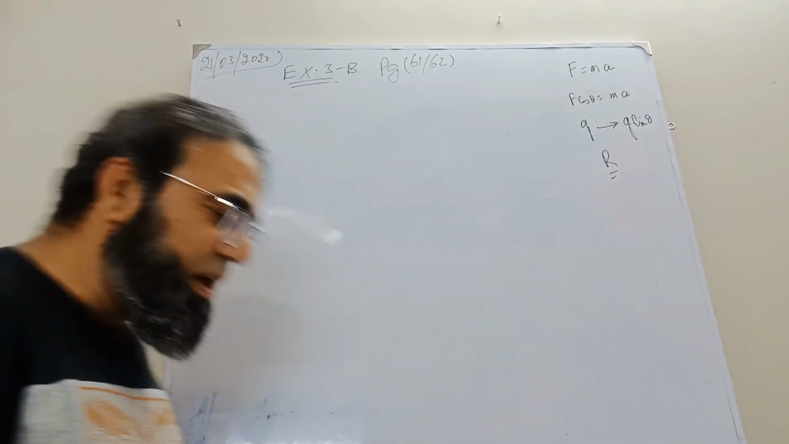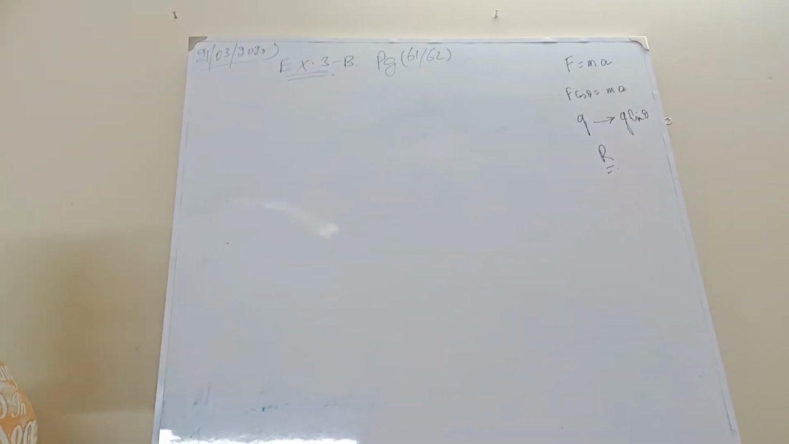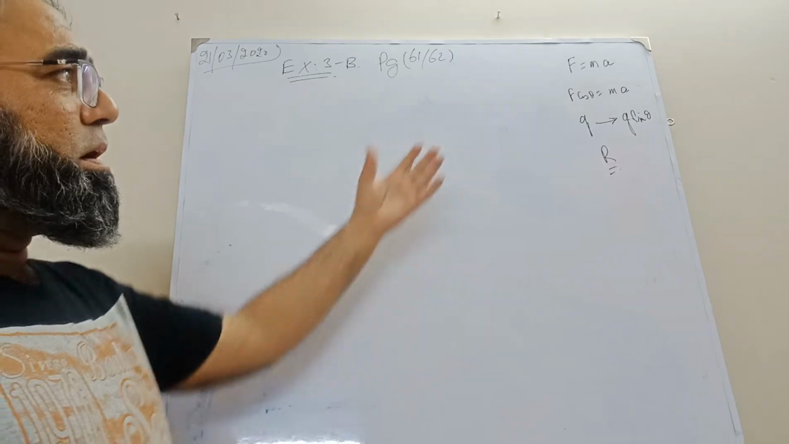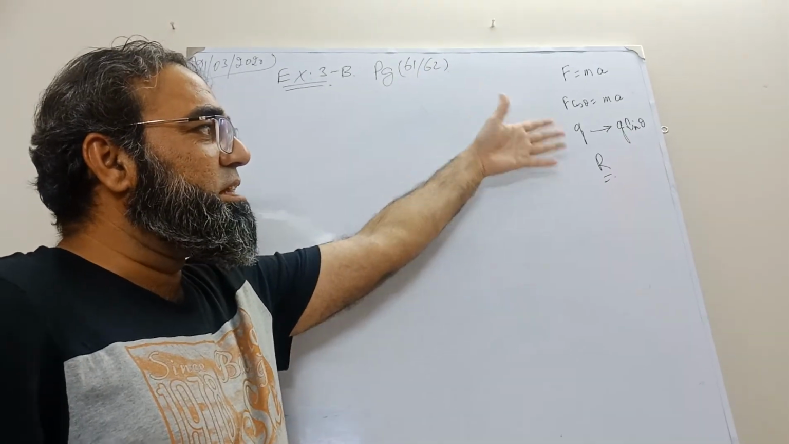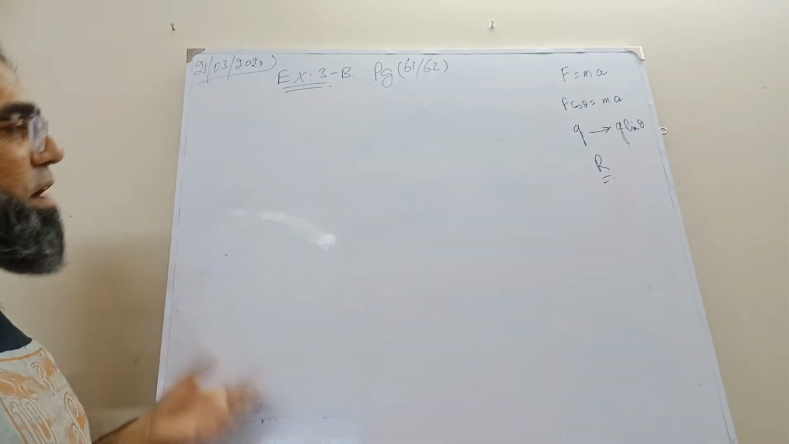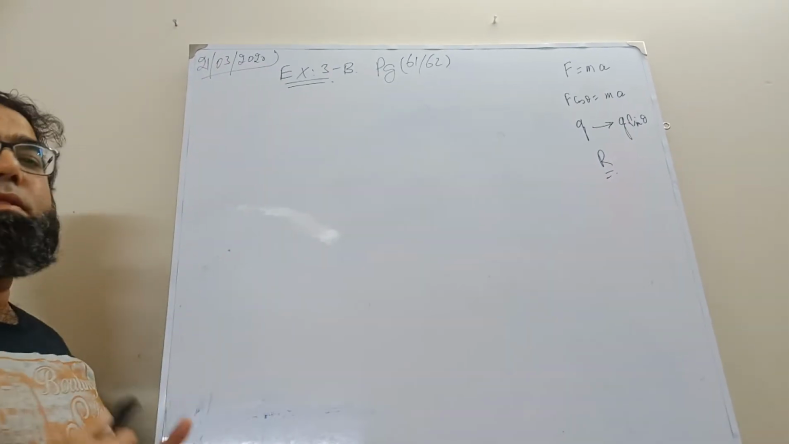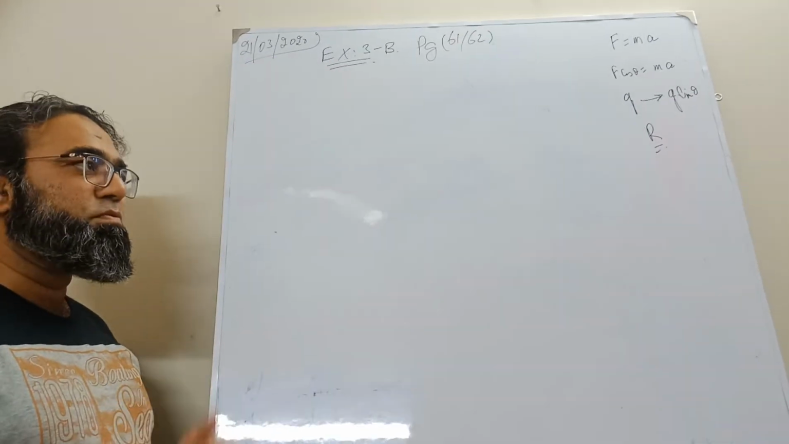Okay, so moving towards exercise 3B, we shall see how F equal to ma, and then this g thing and then this R thing, would be modified after learning the resolving of forces.